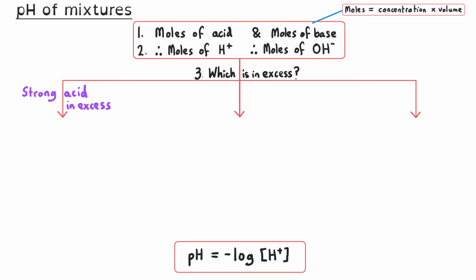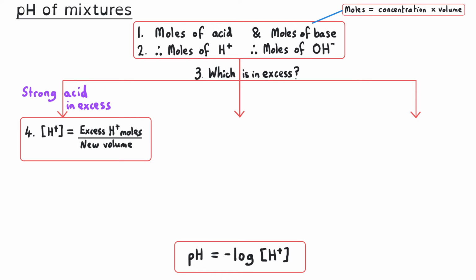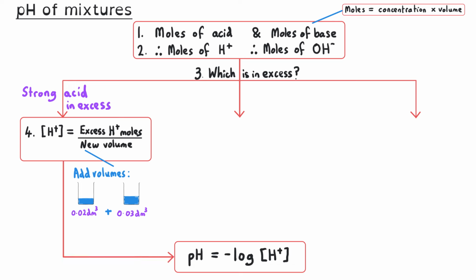And this is the easiest pathway since strong acids fully ionize and we know the excess hydrogen ion moles. And so it's just that these moles are now spread out over a larger volume. And so step 4 on this pathway is to work out the new hydrogen ion concentration by taking the excess moles of hydrogen ions and dividing it by the new volume, which must be in decimeters cubed. And the new volume will just be the sum of the two individual volumes of the solutions that we reacted together. And then having got this hydrogen ion concentration, we would negative log that to find the pH.